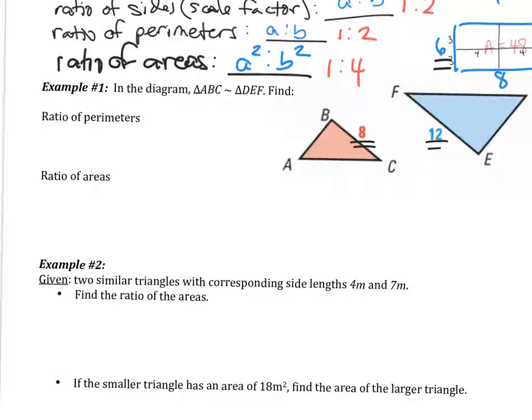Why 2 to 3, Mary? Why 2 to 3 and not 8 to 12? I simplified. You simplified 8 twelfths by dividing by 4, and she says the ratio of the perimeters is 2 to 3. Now that you have the ratio of the perimeters, what's the ratio of the areas? 4 to 9. 2 squared is 4, 3 squared is 9. Questions on that? Okay.